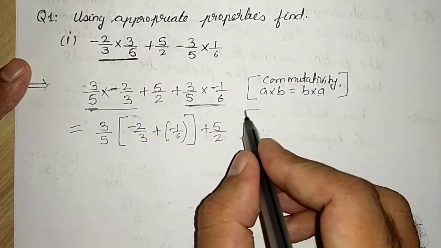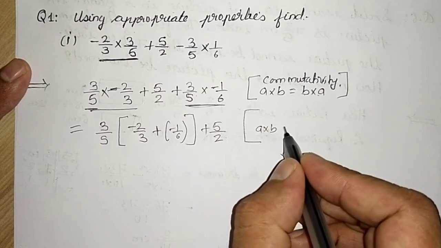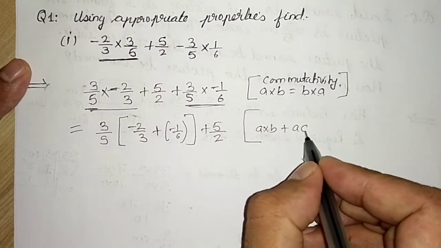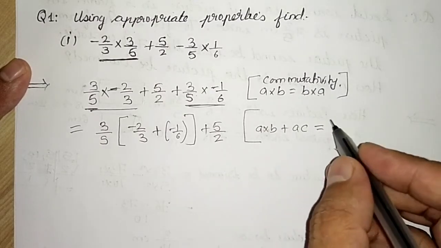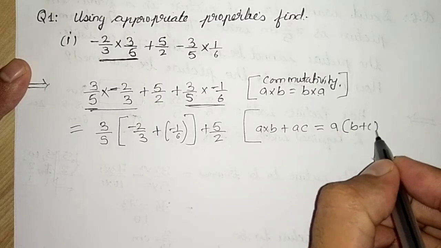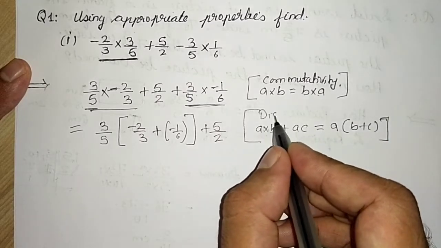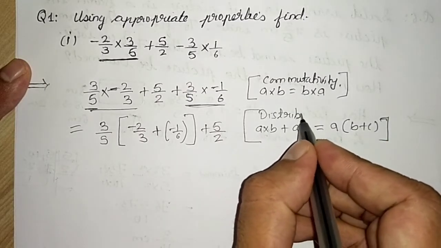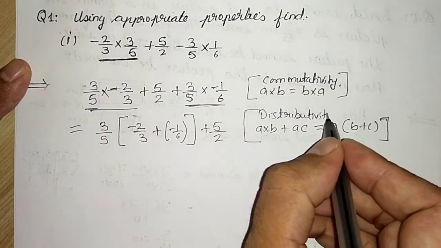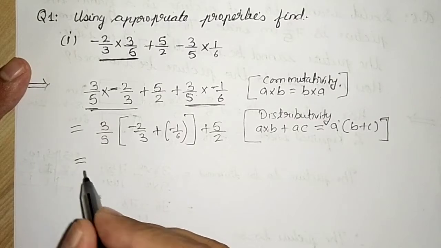Which property I have used over here? It was A into B plus A into C, which I have taken A common, inside bracket B plus C. And what is this property? It is distributivity. Distributivity over addition. Hope you have gone through that video lecture.